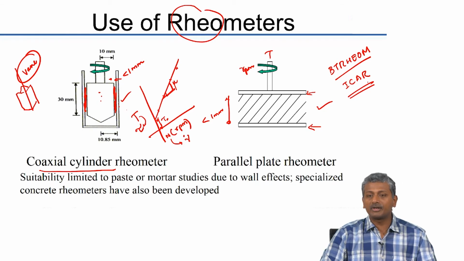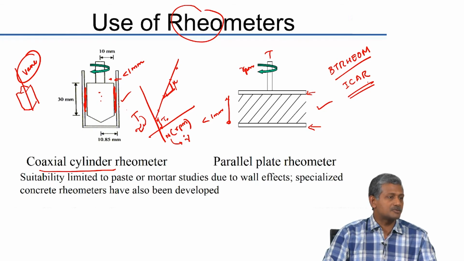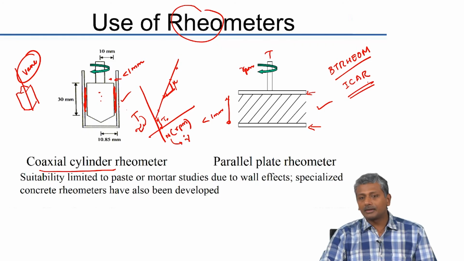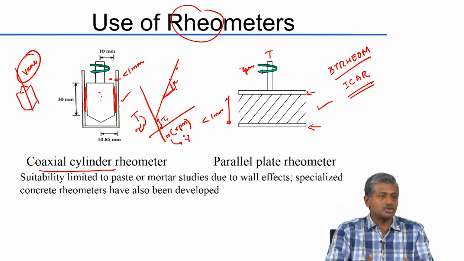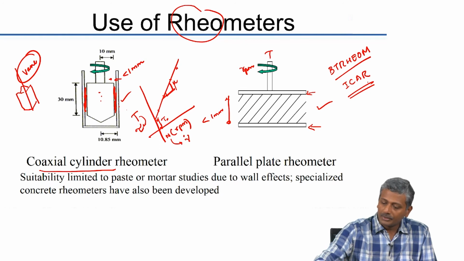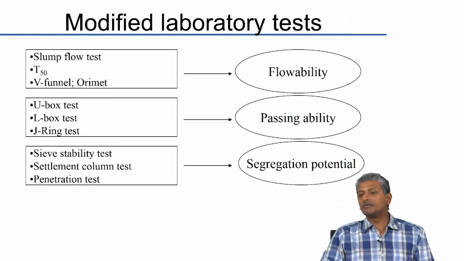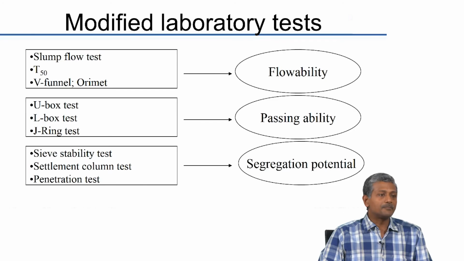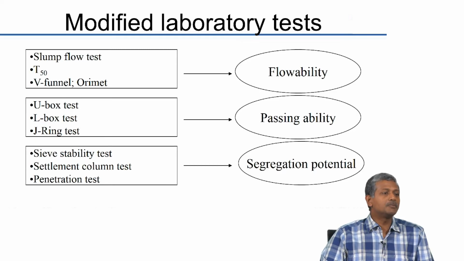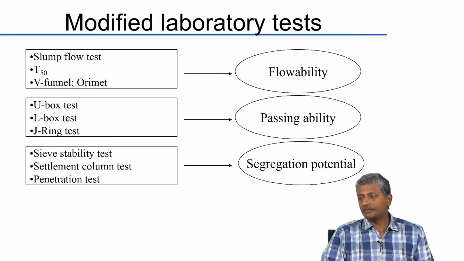So there are some concrete rheometers available, but most of these are extremely expensive pieces of equipment, and very often they do not give you fundamental parameters like the yield stress and the plastic viscosity. You may at best get a linear relationship, but then you do not really have a way to move forward from there. So what we need to rely on when we deal with self-compacting concrete are empirical test methods, which are modified laboratory tests that can give a much better picture than the regular conventional slump or workability based tests.